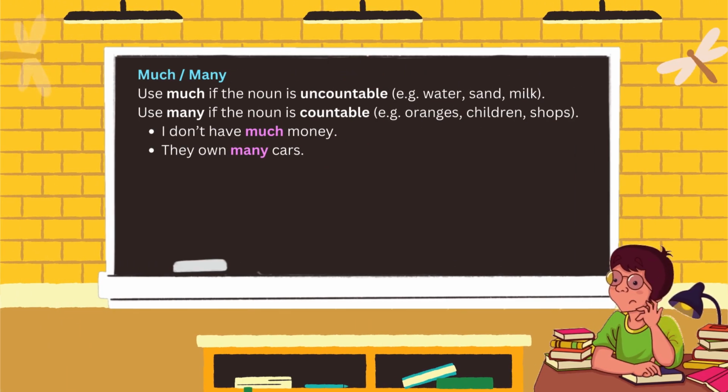Much, many. Use much if the noun is uncountable, e.g. water, sand, milk. Use many if the noun is countable, e.g. oranges, children, shops. I don't have much money. They own many cards.